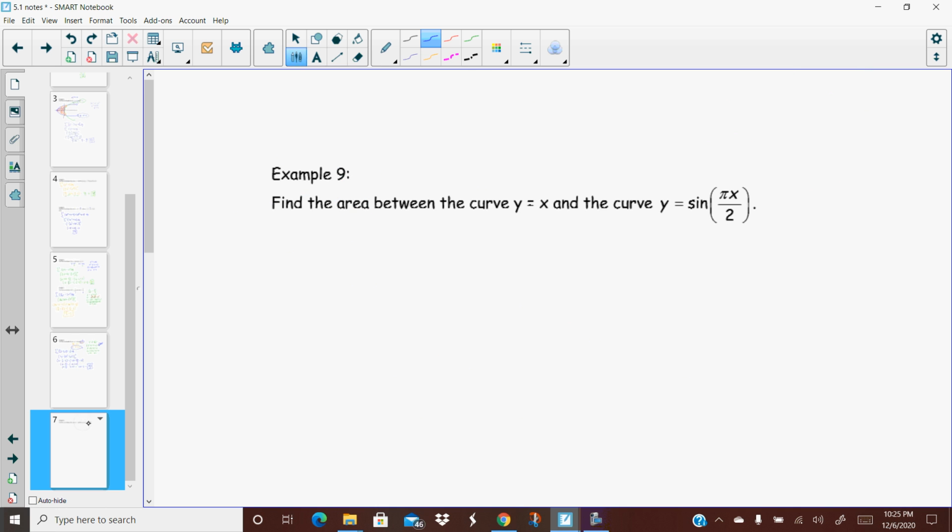Okay, one more. Find the area between the curve y equals x and the curve y equals sine of pi x over 2. This one's not easy to do as far as algebraically. So kind of want to look at this one graphically real quick. The graph y equals x, we know, does this.